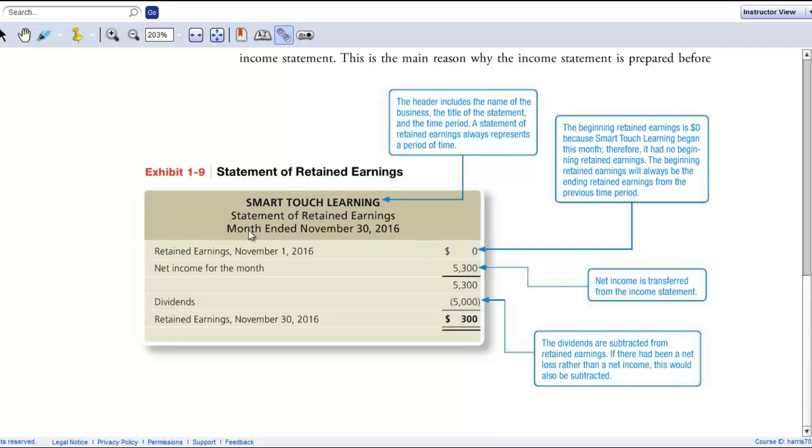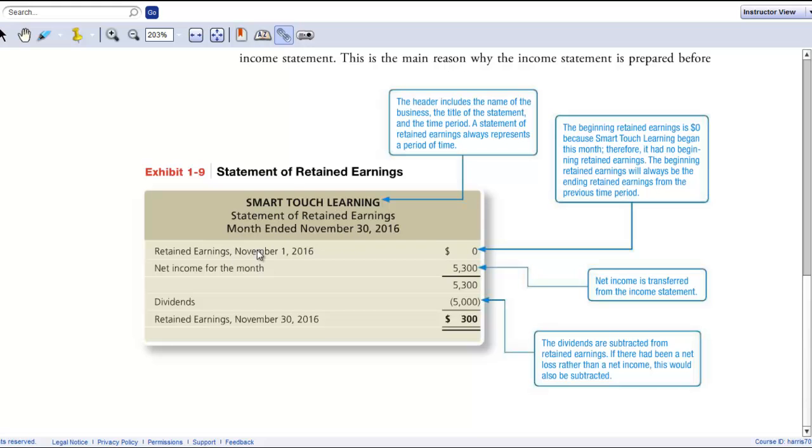Once again, we're going to have our heading, and we're going to have "for the month ended," for the period of time. And typically, whatever period of time our income statement is, the statement of retained earnings would be for the same period of time.